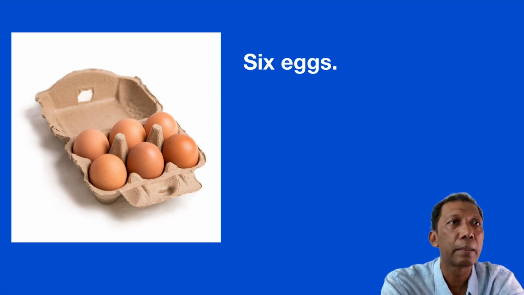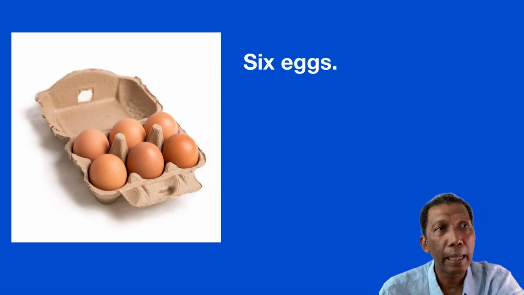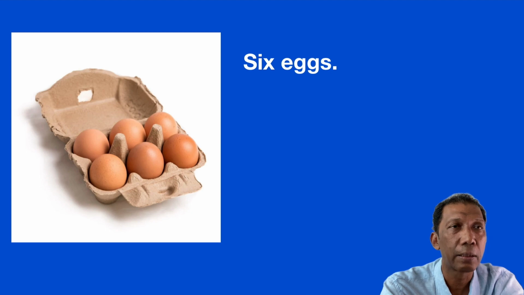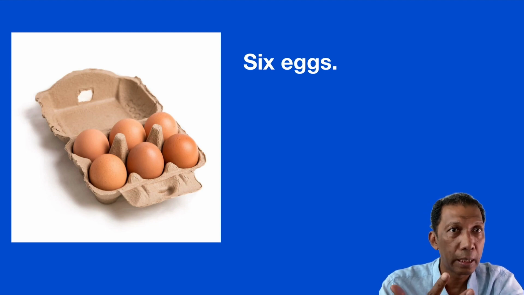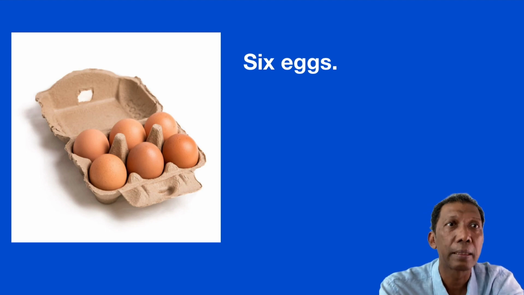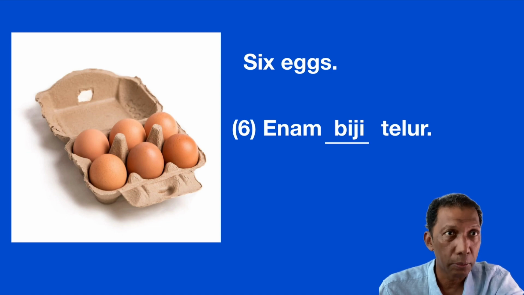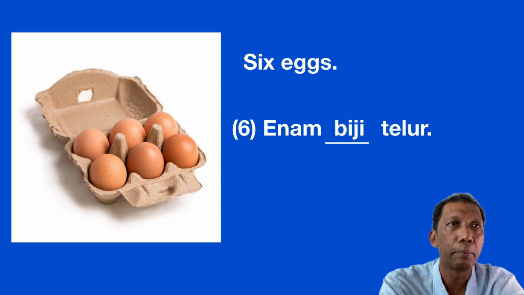And how about this one? Yes, 6 eggs. In Malay, egg is telur. Egg is telur. Okay, so 6 would be 1, 2, 3, 4, 5, 6. Here we go. 6. Yes, that's right. 6 biji telur because it's round. Right, so that's called 6 biji telur.